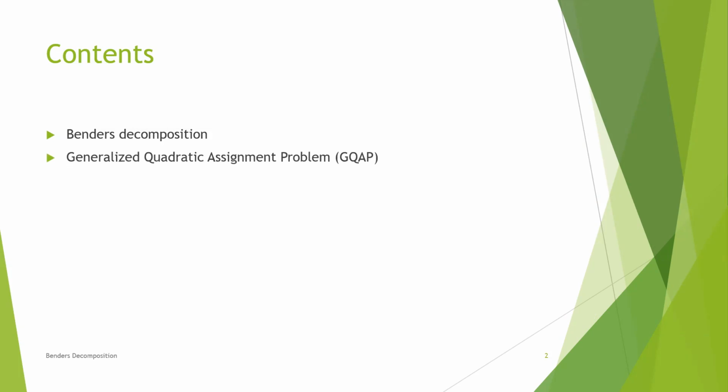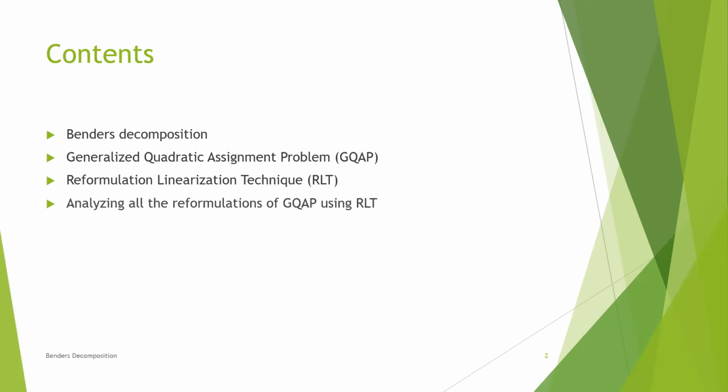And then I provide an example using the generalized quadratic assignment problem as an NP-hard optimization problem, as it is a non-linear optimization problem, and it's very complex. And then I use the reformulation linearization technique to define different linearizations of the GQAP. And after that, we analyze all the formulations of the GQAP using the RLT technique.